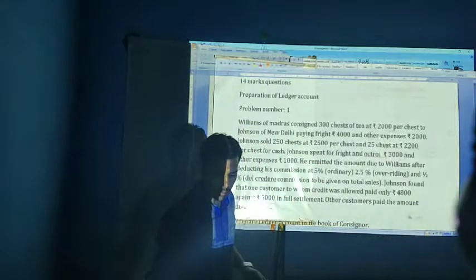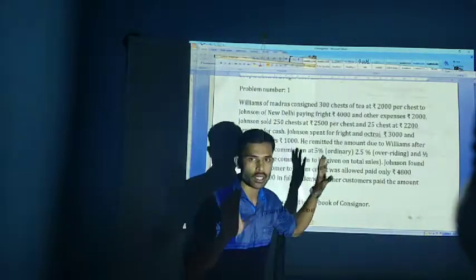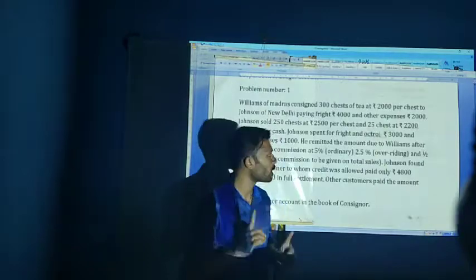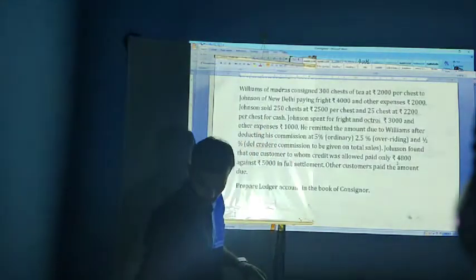Carefully listen to the problem. That is problem number 1, which I have given in the script under 14 marks problem, relating to the preparation of ledger accounts. So go through the script.